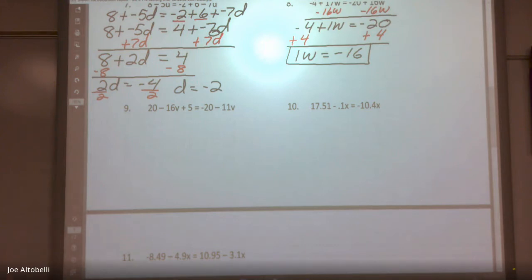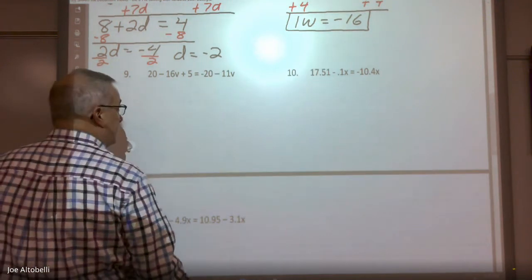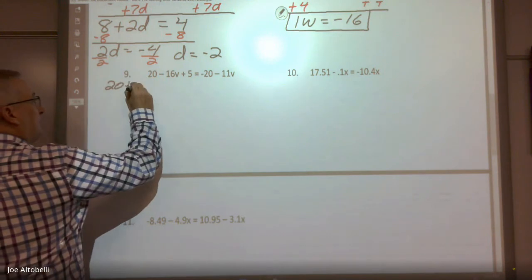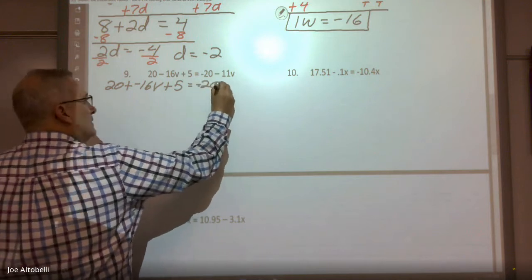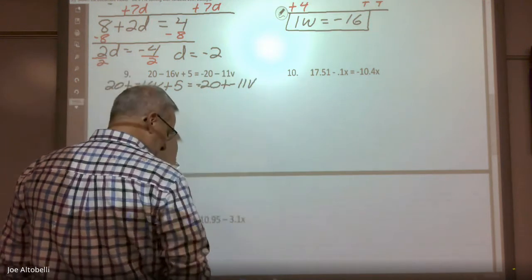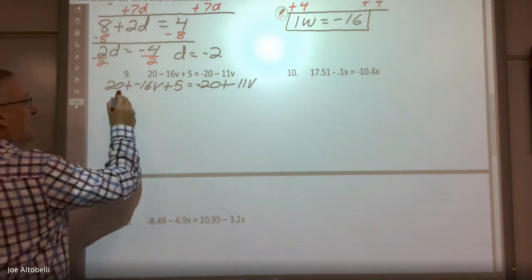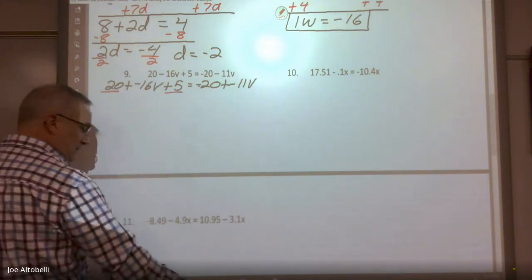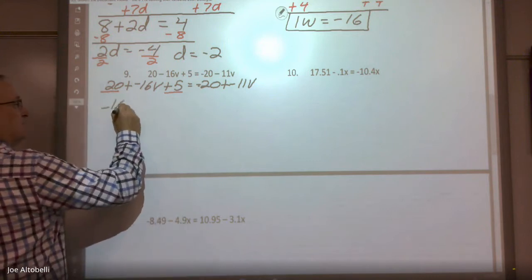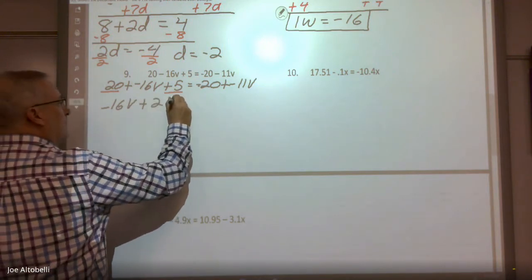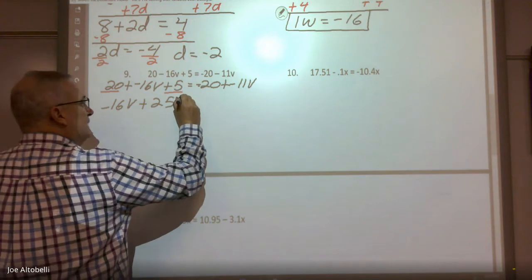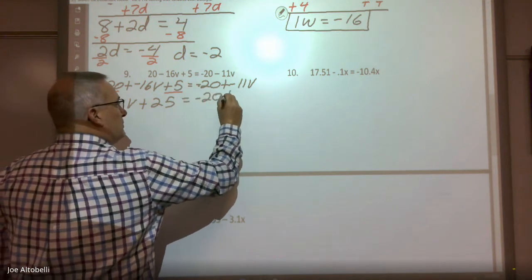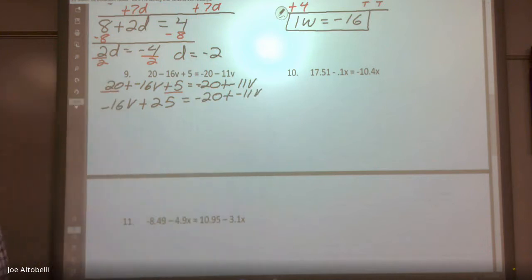So I know some of you don't do this. I'm going to do it, and then I'm going to combine like terms. So I'm going to first do 20 plus -16b plus 5, -20 plus -11b. Combining like terms, I have the 20 and the 5. So this will be a -16b plus 25. You could have had 25 first plus a -16b equals the -20 plus the -11b. Now I have variables on both sides.